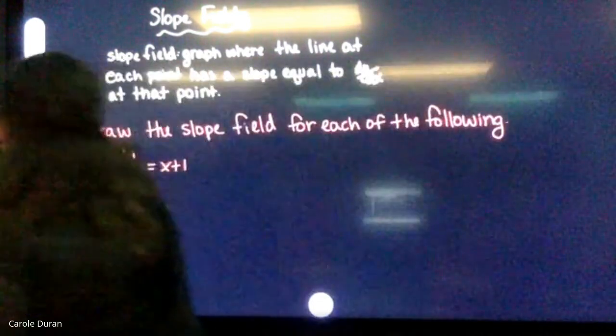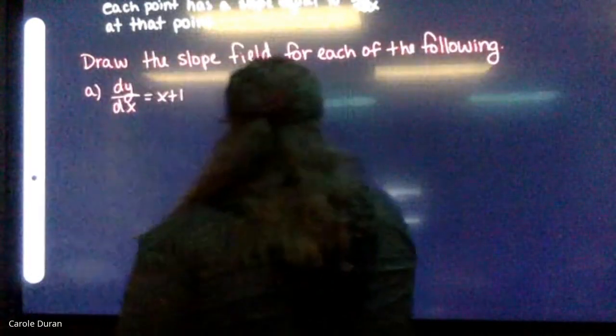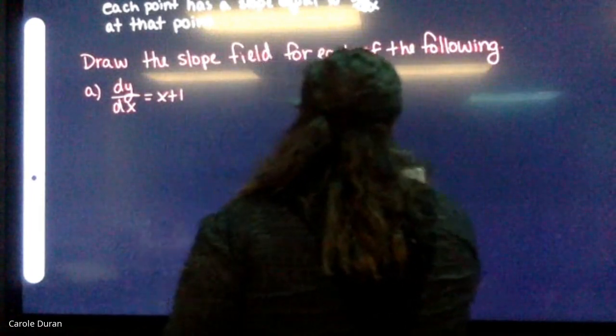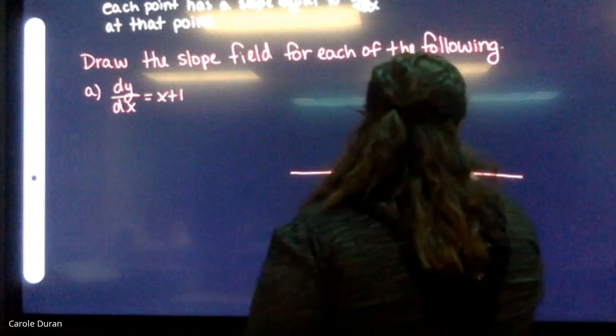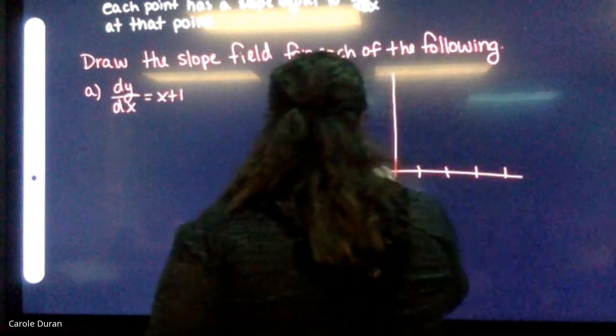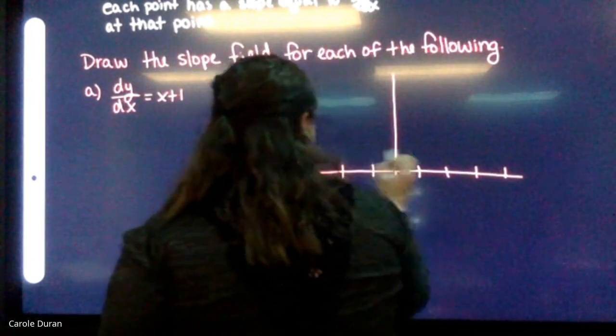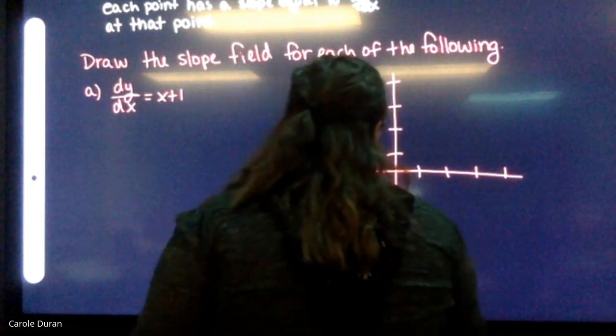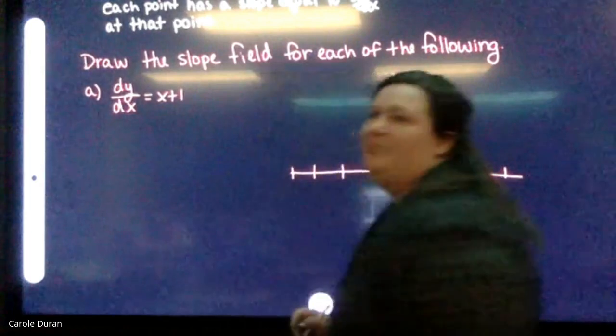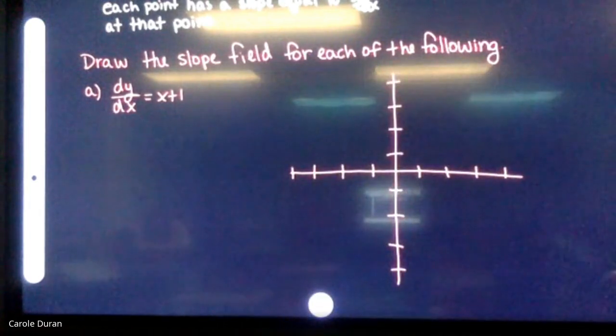What we first need to do is plug in x values and y values, whatever is present in our function, and then we'll just draw the slope at those specific points. So I'm going to go ahead and draw the graph first, because we're just filling it all into a graph. We're going to fill in almost the whole thing, with axes going 4 in each direction.